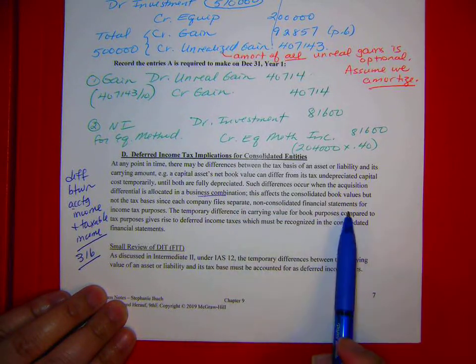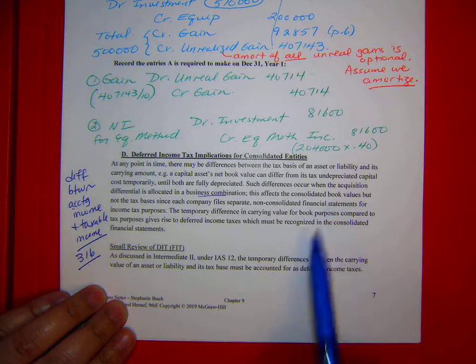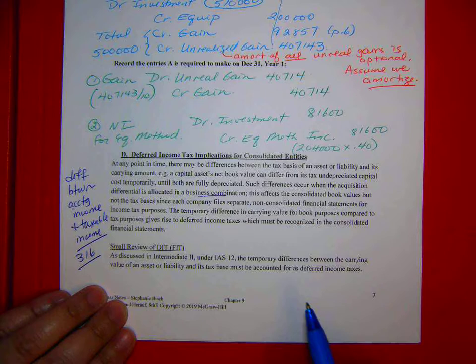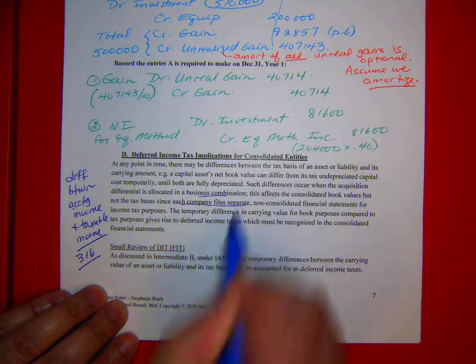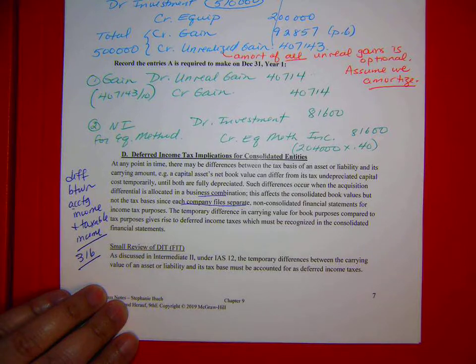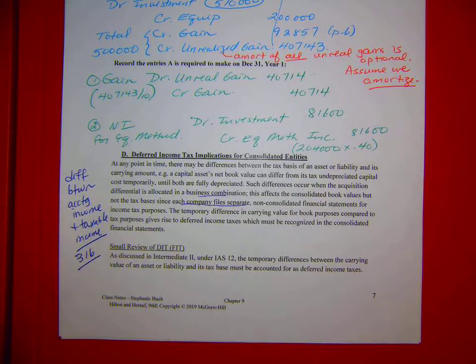Now, remember that for tax purposes, CRA looks at each company's files separately. The parent and the sub are separately going to be assessed for tax. So what we're doing is just trying to figure out what the balance should be for consolidated statements.